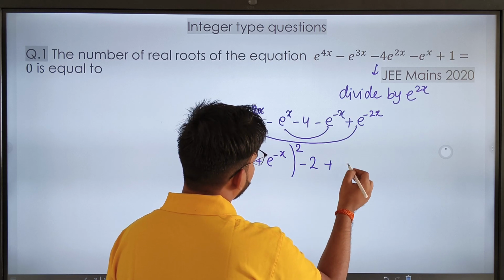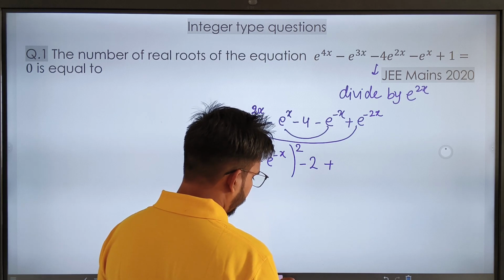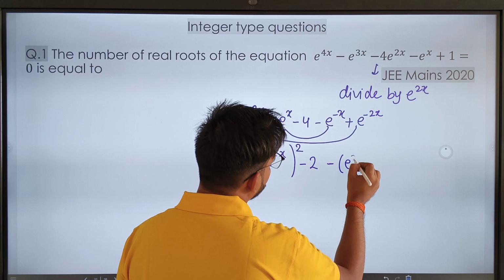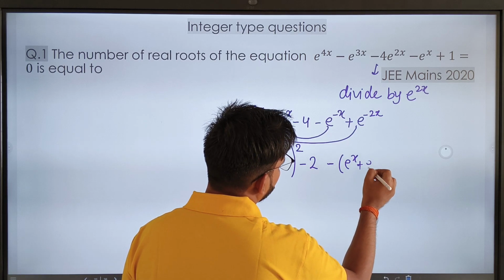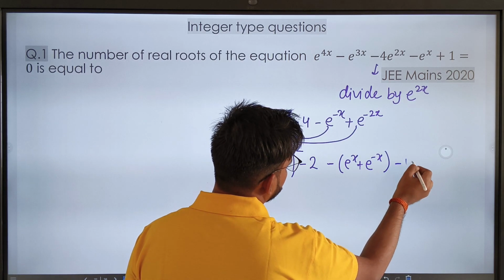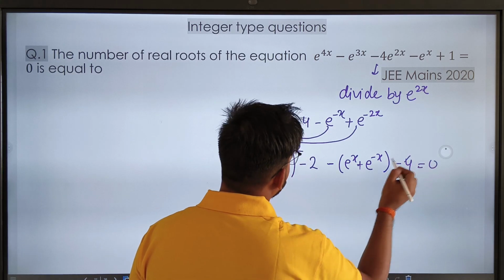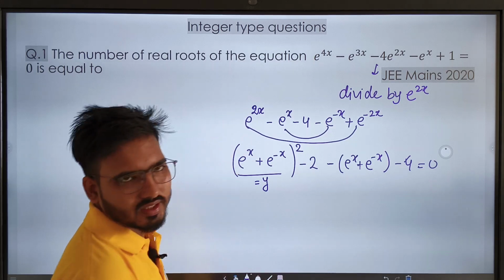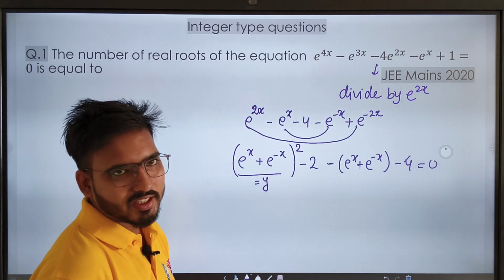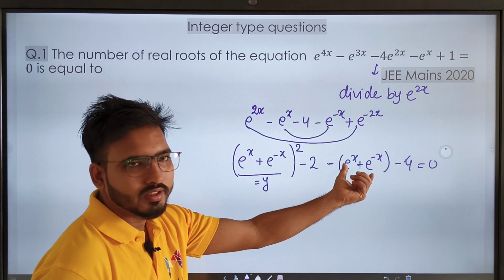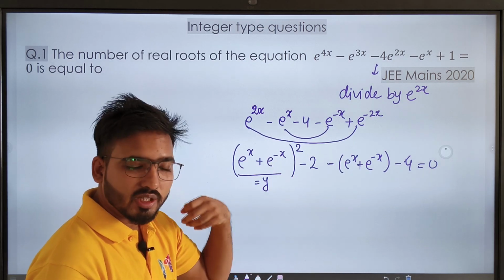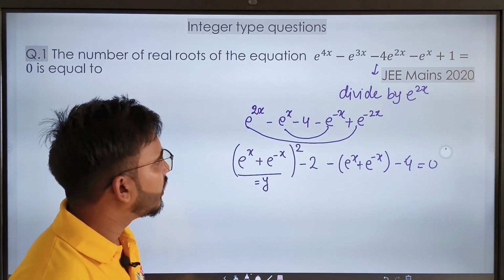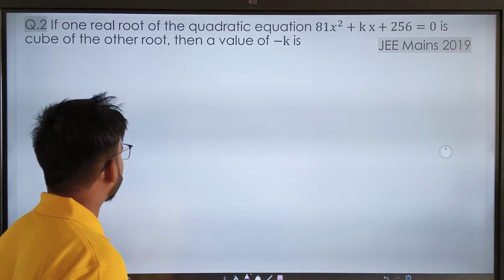Now this is simple. I will take minus common. If I take minus common, it is going to be minus (e raised to x plus e raised to minus x) and minus 4 equals 0. So let it be y, and this becomes a quadratic equation, and I think you can solve it easily. After finding the value of y, you need to put this value back, and this will again become another quadratic, and then in the last you will find the value of x.